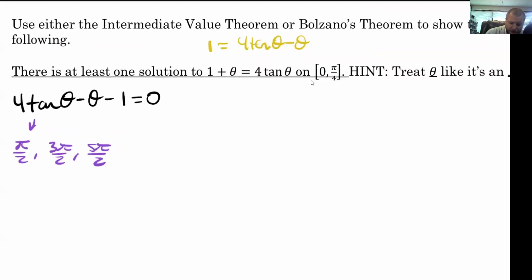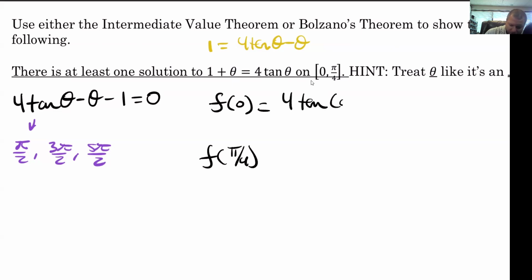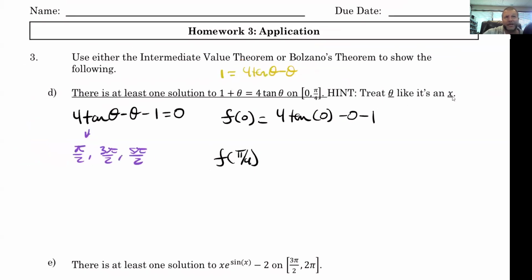All right, so now let's figure out what we got. We got an f of 0, we got an f of pi over 4. So f of 0 is going to be 4 times the tangent of 0 minus 1. Oh, like I say in the hint, theta functions like x. It's a variable, it's an unknown, it's a value within the domain. So I can plug in 0 for theta, just like theta was an x. All right, so tangent of 0 is 0. So 0 minus 1 is going to be minus 1, which is a negative number.